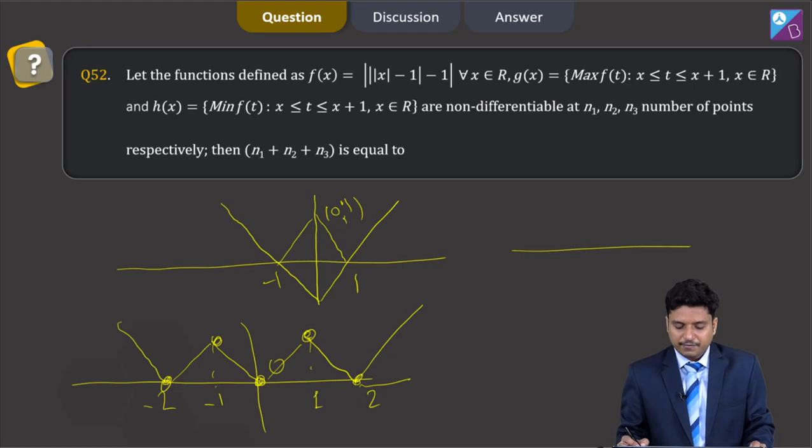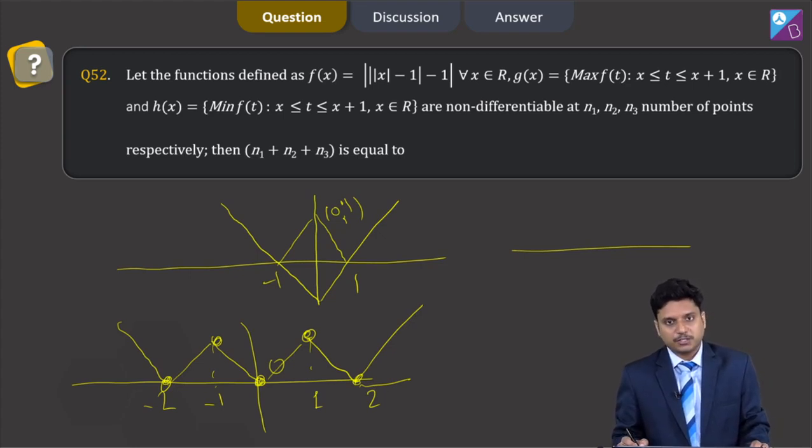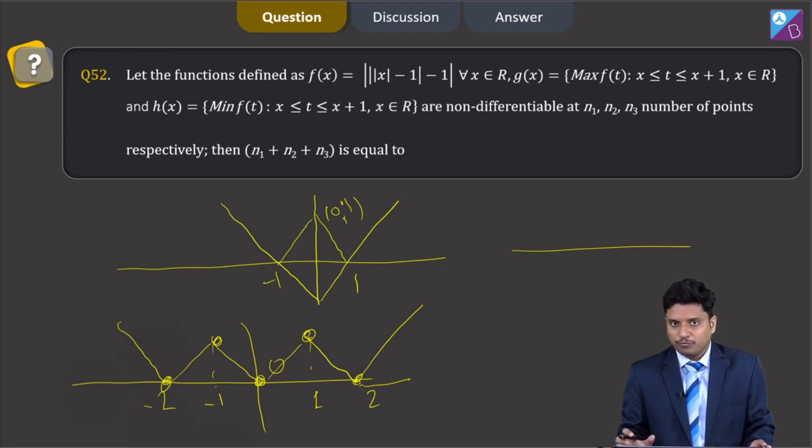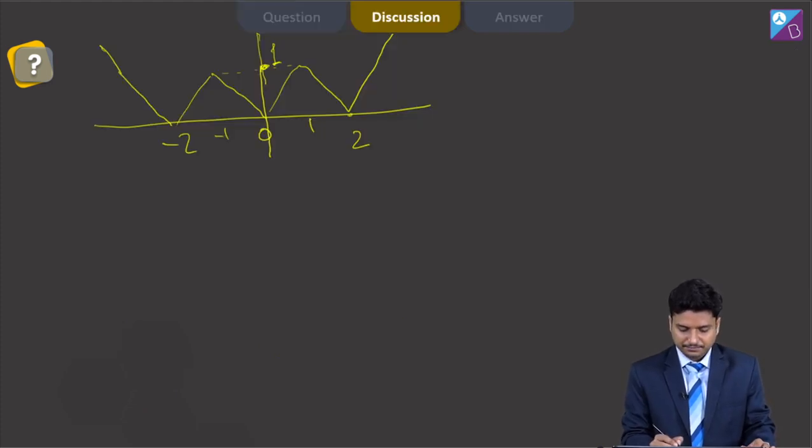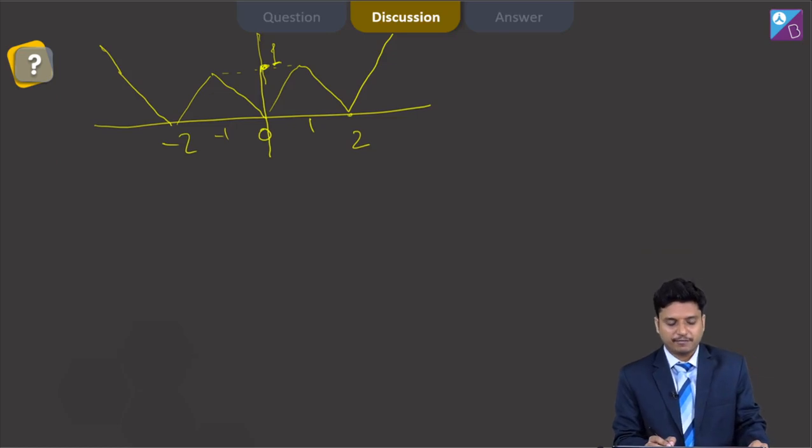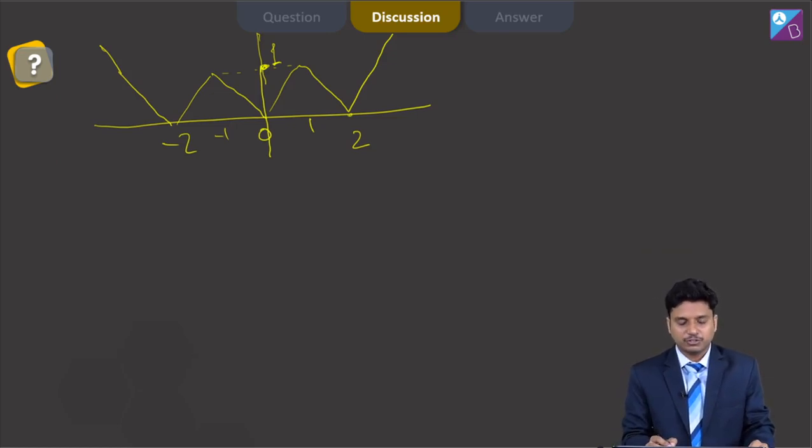Now gx we have to find. Gx is what? Maximum of ft we have to find within 1 unit interval, like t is actually varying from x to x plus 1. That means for taking a value, we have to move 1 unit rightwards, in between x to x plus 1, and in that interval we have to try and find out what is the maximum value of ft. So now using this, this is your graph for fx and you have to try and find out gx.